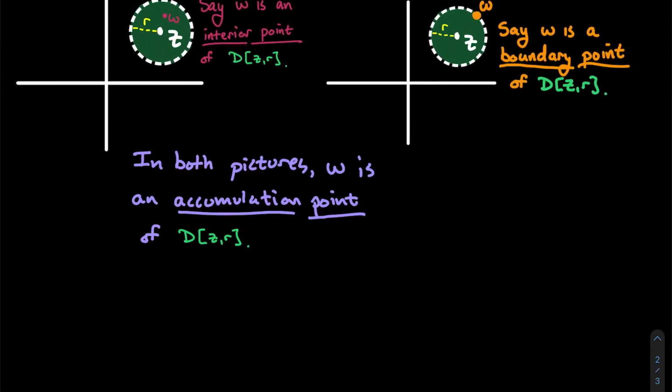And in both pictures, each W that I drew for you in the pink and in the orange, either one of those we're going to call an accumulation point. And just how I want you to think about that right now is that no matter how close I get to W, I can always find points from the green that are next to W.